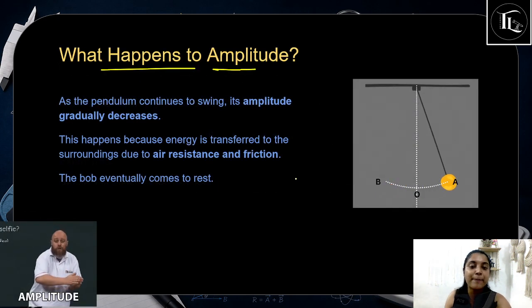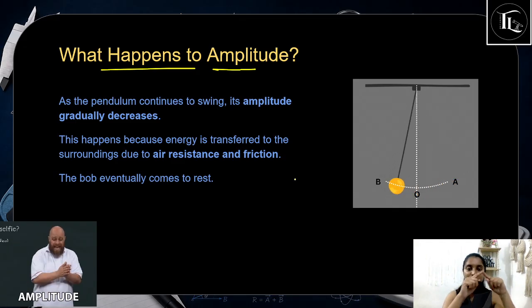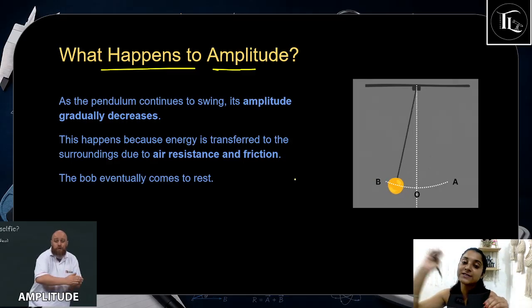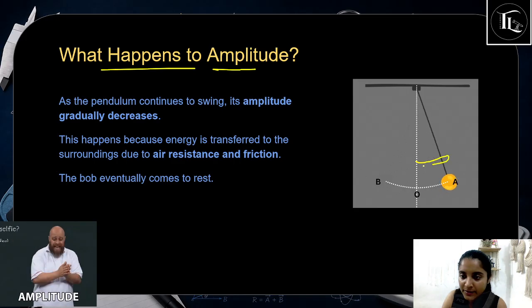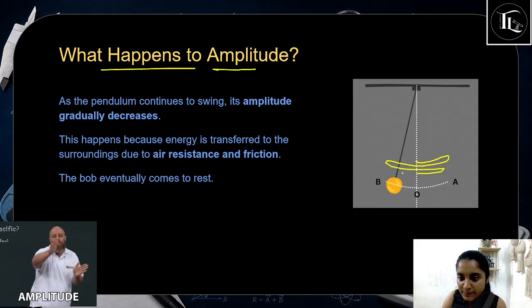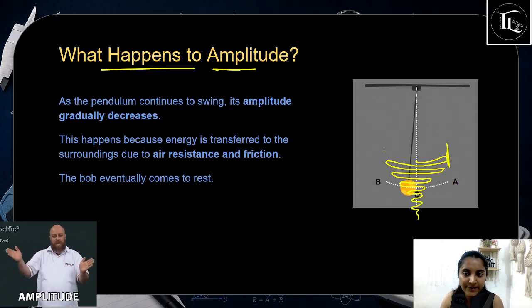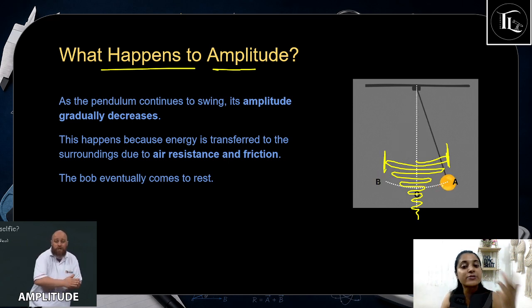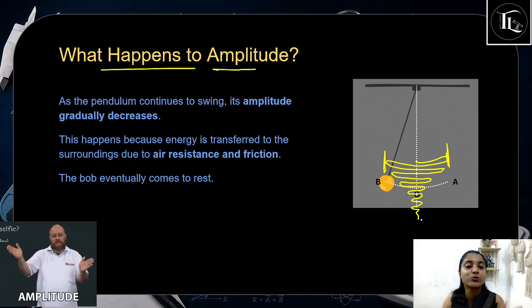Now what happens to the amplitude? What is the amplitude? It is the maximum height that the bob reaches. See, it will go like this, come back, and complete one oscillation, and then it's not going to the same height. It's a little bit lower, and then it will continue like this, and ultimately it will just come to rest. So you see it's not reaching the maximum height after that. Why? The amplitude is decreasing because of air resistance and friction. So the bob will eventually come to rest.